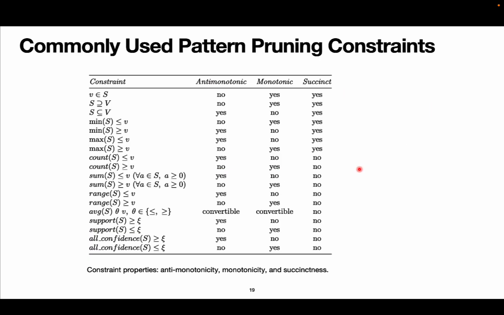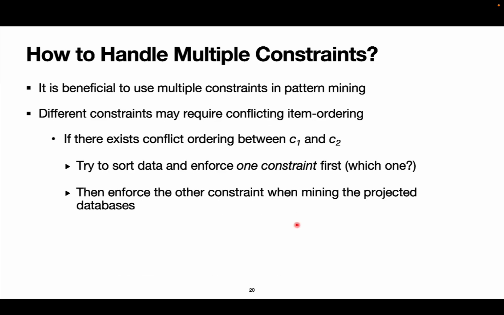The table gives a list of constraints and it tells whether the constraint is anti-monotonic or anti-monotonic and succinct. Similarly, whether it's monotonic or monotonic and succinct.